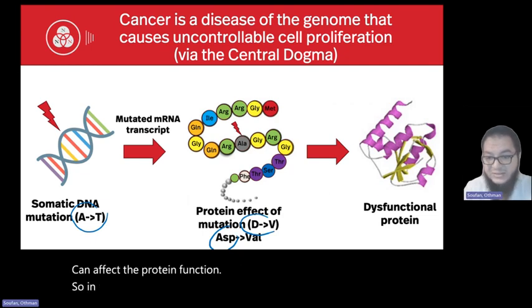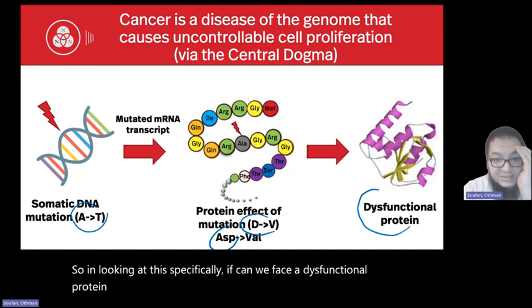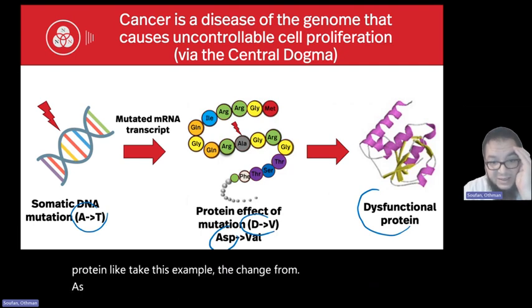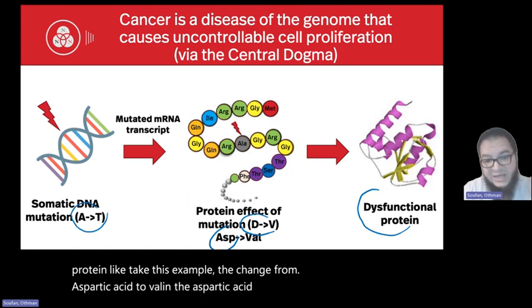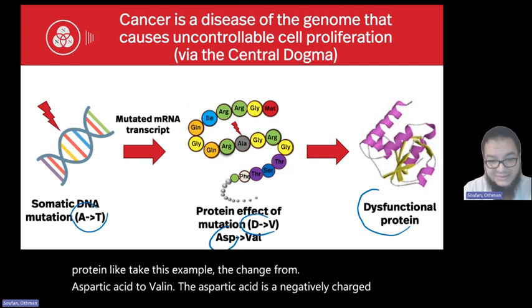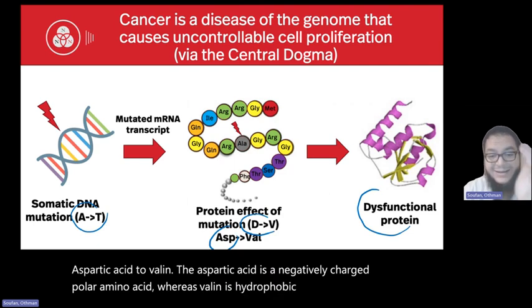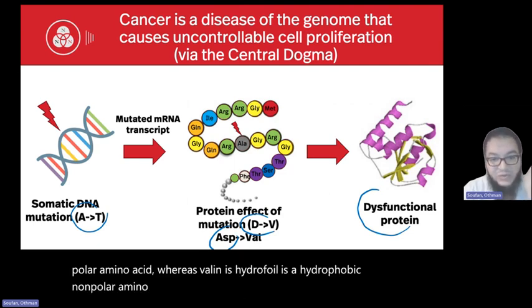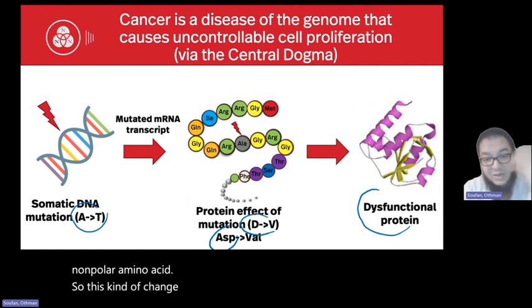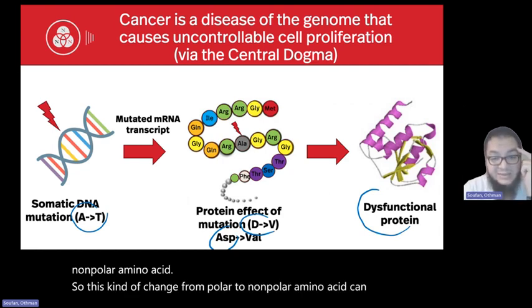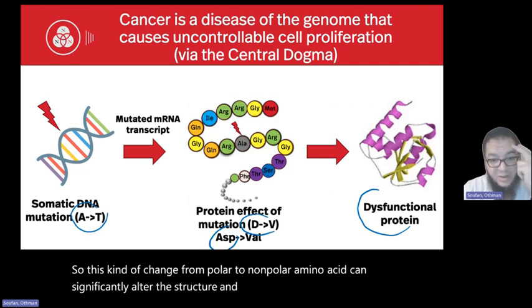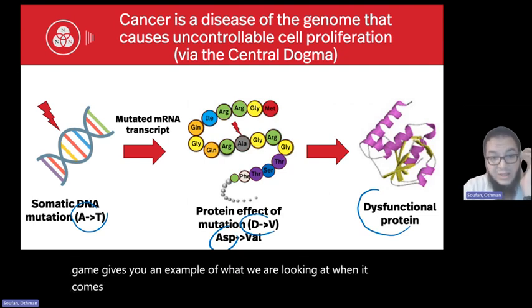So looking at this specifically, can we face a dysfunctional protein? Take this example, the change from aspartic acid to valine. The aspartic acid is a negatively charged polar amino acid, whereas valine is a hydrophobic non-polar amino acid. So this kind of change from a polar to a non-polar amino acid can significantly alter the structure and function of the protein.